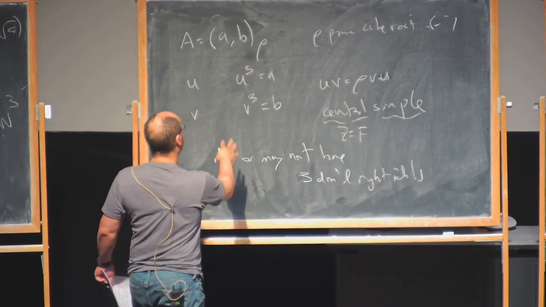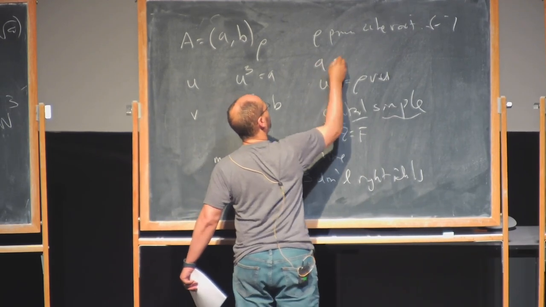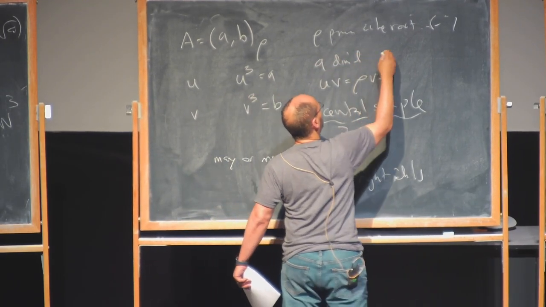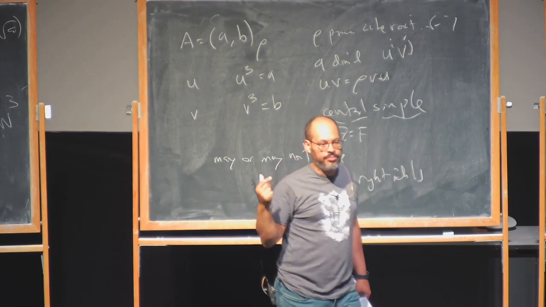Oh yeah, I should have said that. This is a nine-dimensional algebra, with the basis u to the i, v to the j, where i and j are between 0 and 2.